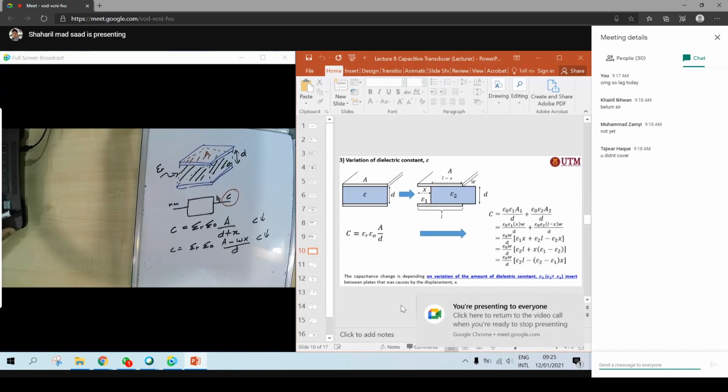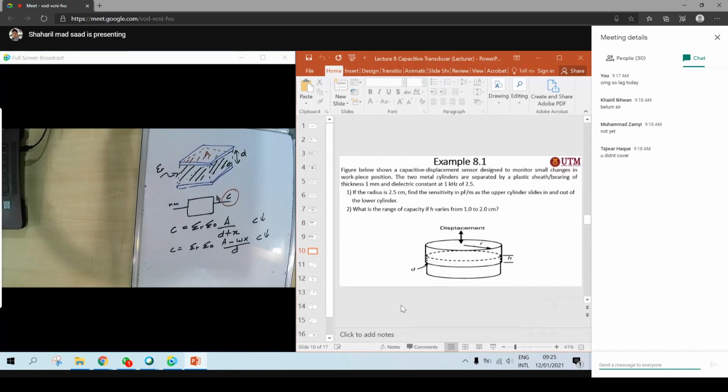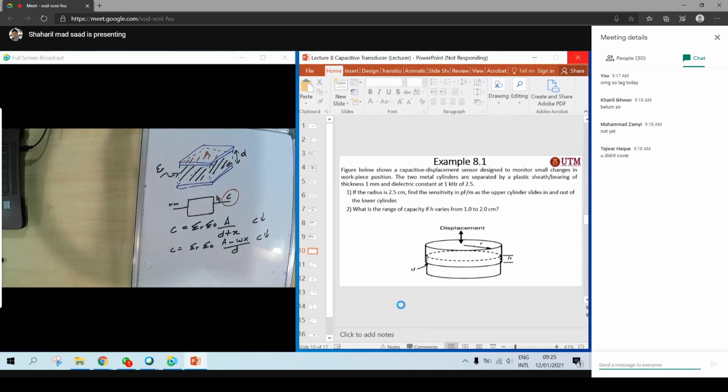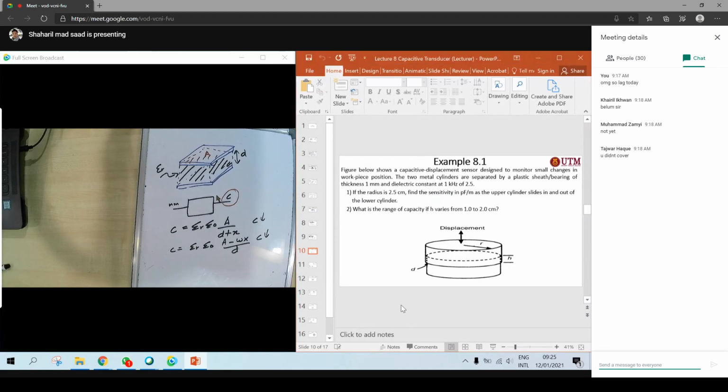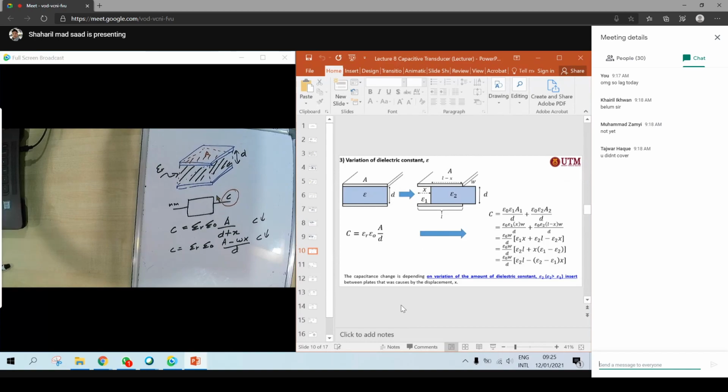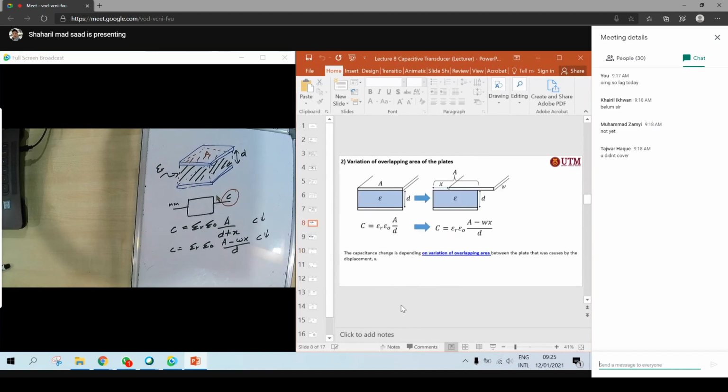Okay, the third variation is where you keep the area constant and the distance constant, but you play around with the dielectric constant.